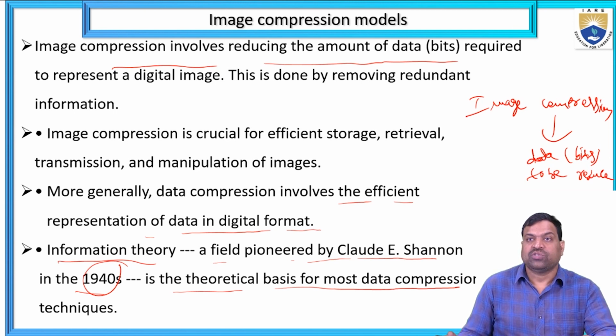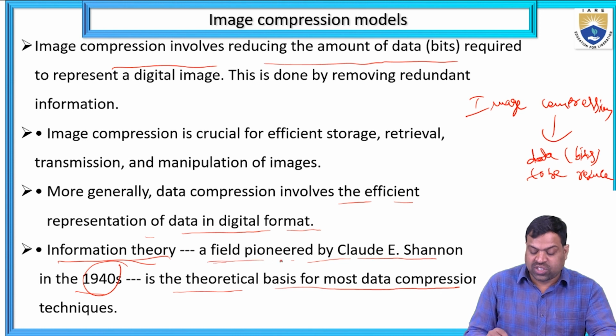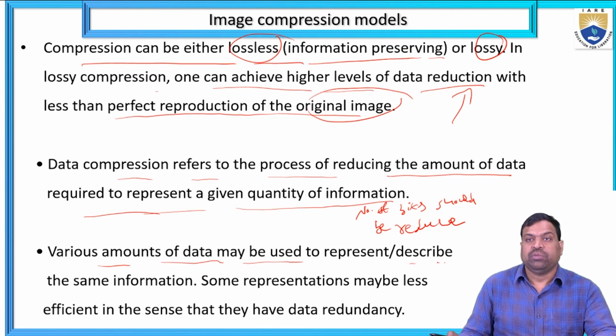Image compression involves reducing the amount of data or bits required to represent a digital image. This is done by removing redundant information. Image compression is crucial for efficient storage, retrieval, transmission, and manipulation of images. More generally, data compression involves the efficient transmission of data in digital format. Information theory, pioneered by Shannon and Fano in the 1940s, is the theoretical basis of most data compression techniques. The compression can be either lossy or lossless. In lossy compression, only the pixels of the higher order values will be changed.